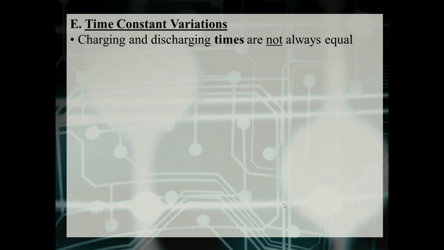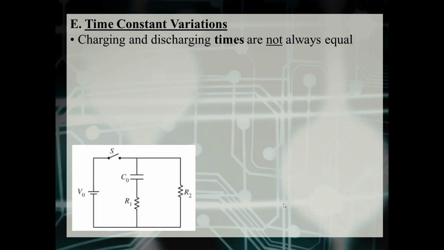Okay, so the charging and discharging times are not necessarily always the same. They can be, but it really depends on how the circuit is actually set up. So I'm going to show an example of a circuit that does not have identical charging and discharging times, and this is the circuit we're going to look at in the example problem. What I have is a circuit with 3 branches.